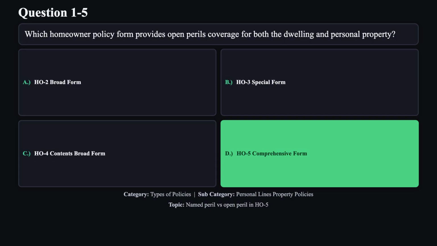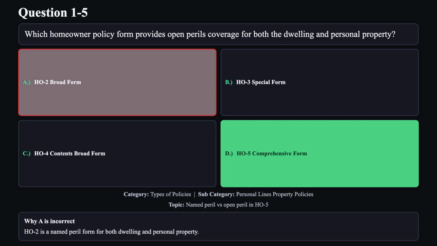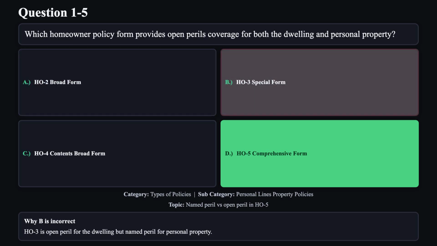The correct answer is D. This option is correct because the HO5 provides open perils coverage on both the dwelling and personal property without naming specific perils. Reason A is not correct. HO2 is a named peril form for both dwelling and personal property.